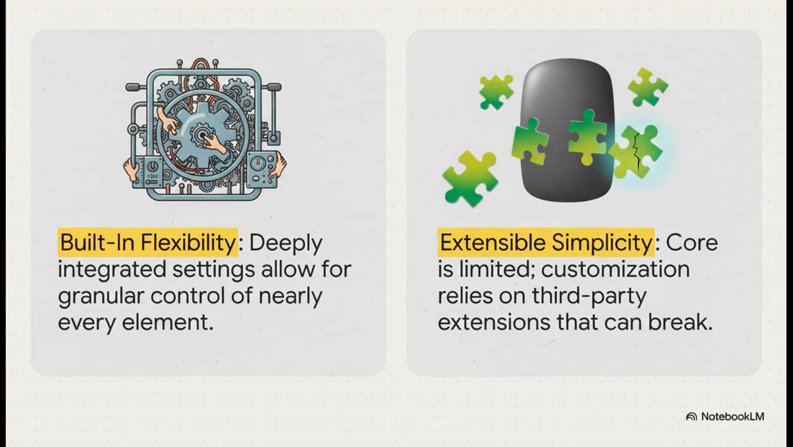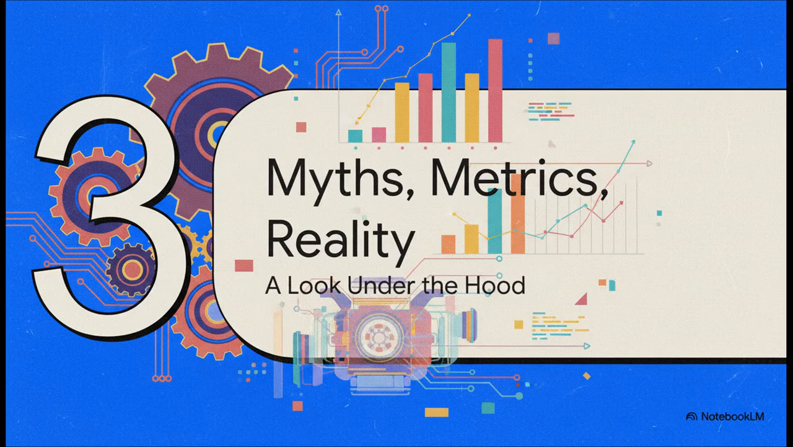So these two philosophies lead to totally different ways of handling customization. With KDE, the flexibility is baked right in. You can tweak almost any little thing through the built-in settings. GNOME takes the complete opposite approach. The core system is simple, and it's intentionally locked down. If you want to change how it works in a major way, you have to use third-party extensions. And here's the catch. Those extensions can, and they often do, break when GNOME puts out a major update. That's the trade-off.